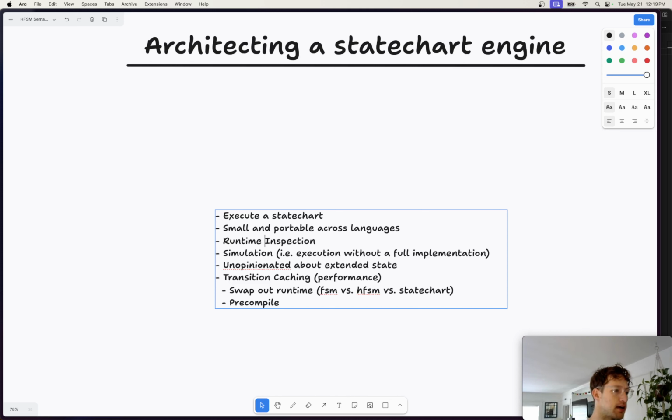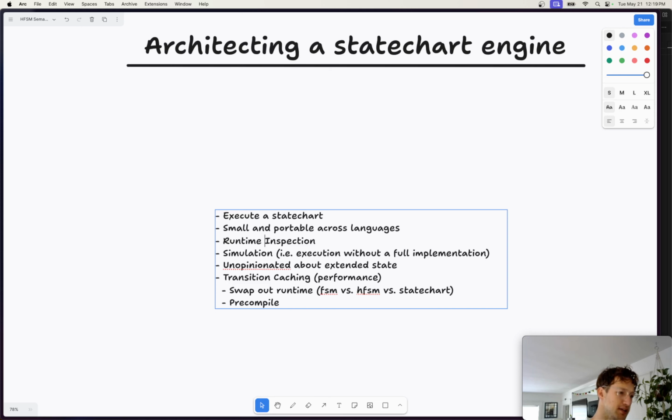The next thing that is really important is simulation. What I mean by that is, can we execute the state chart without a full implementation? This is really helpful if you're in a modeling phase trying to figure things out, and maybe you want to click through the state chart and simulate different paths in your head, right? It's a way for us to provide a live programming experience without needing to fully implement the state chart.